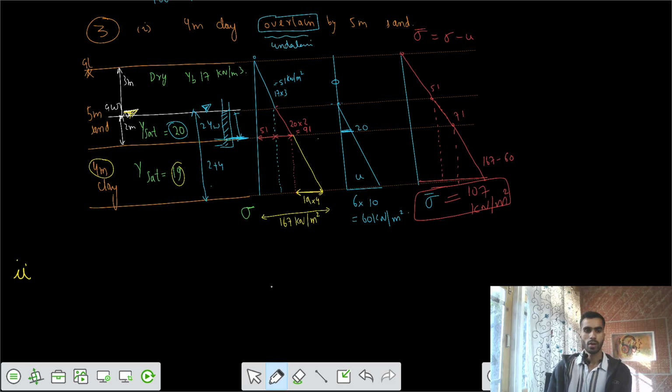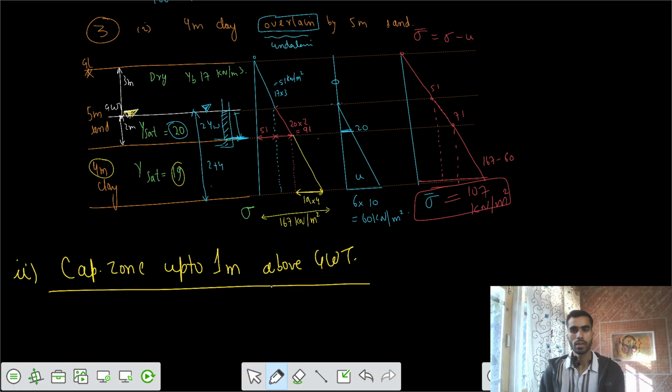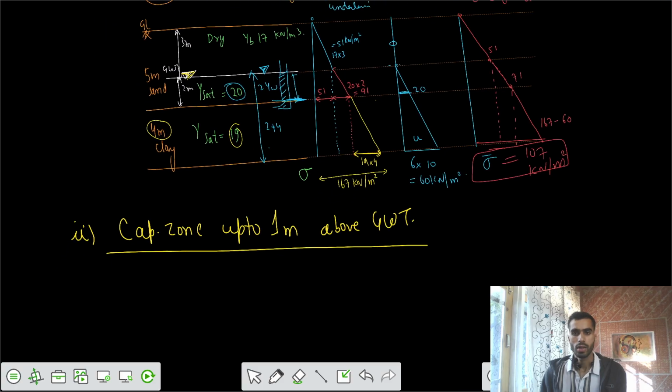The second case of the problem is that the capillary zone has developed up to 1 meter above the groundwater table. So the capillary zone has developed above the groundwater table by how much height? 1 meter. So let's draw the diagram for that.